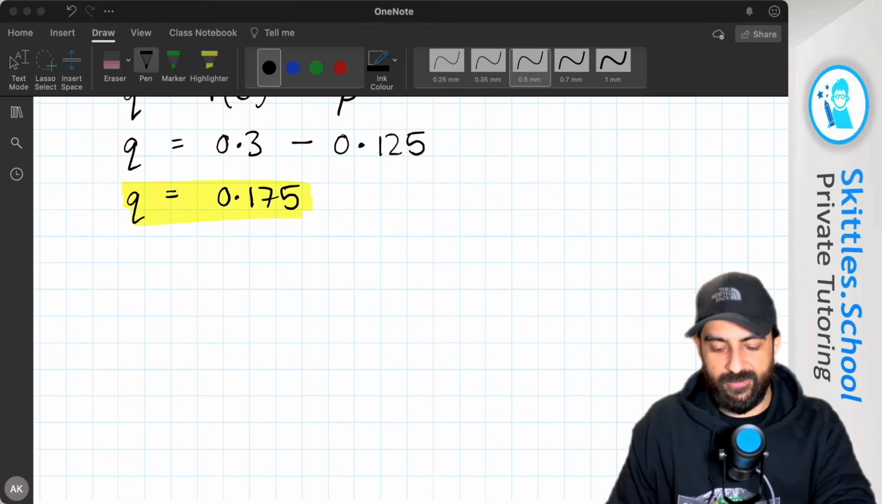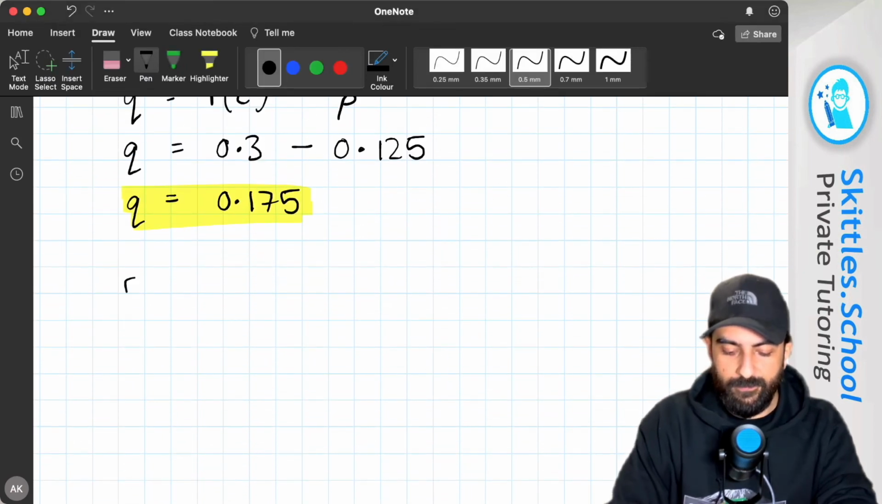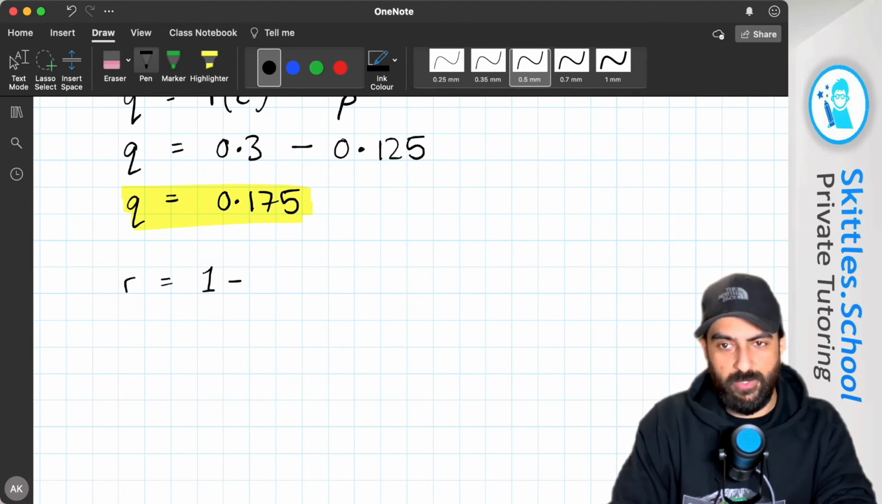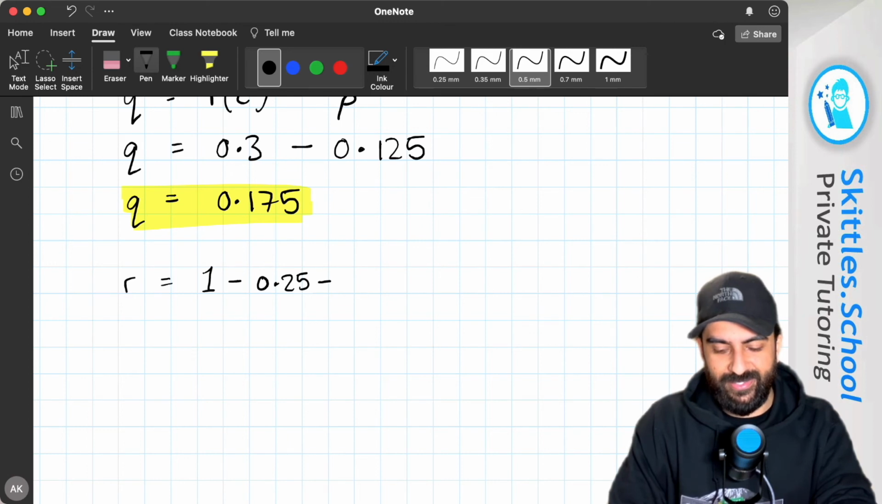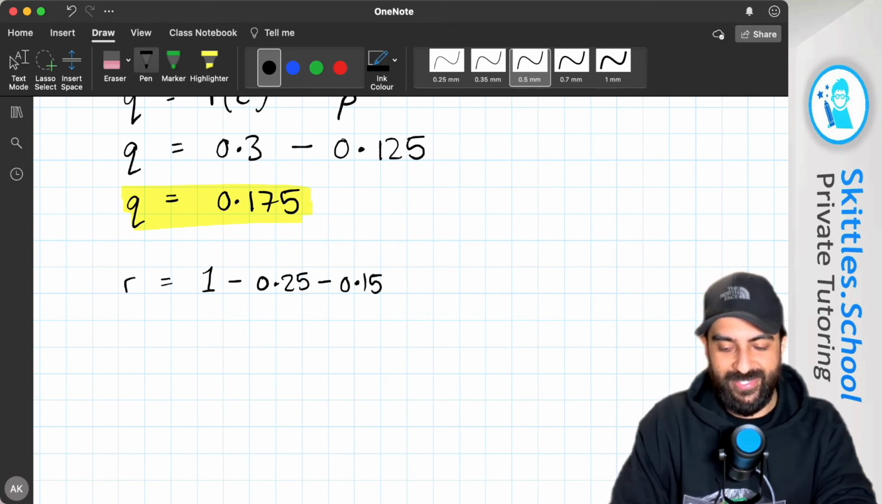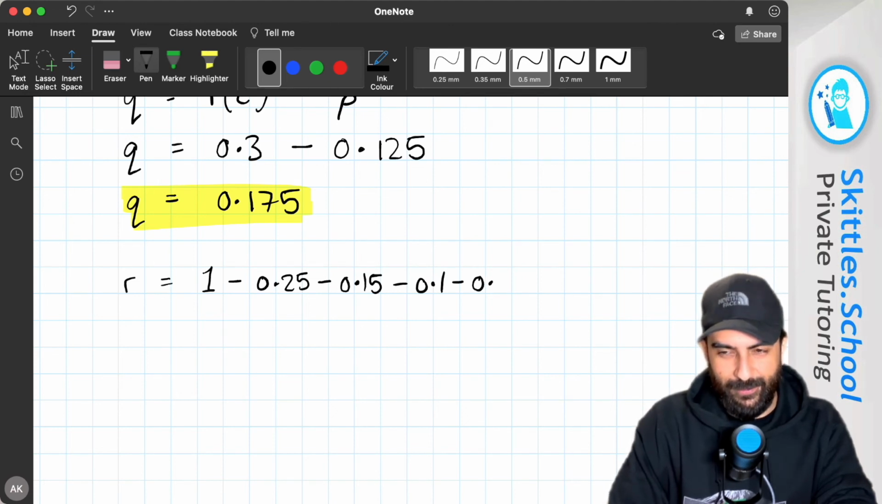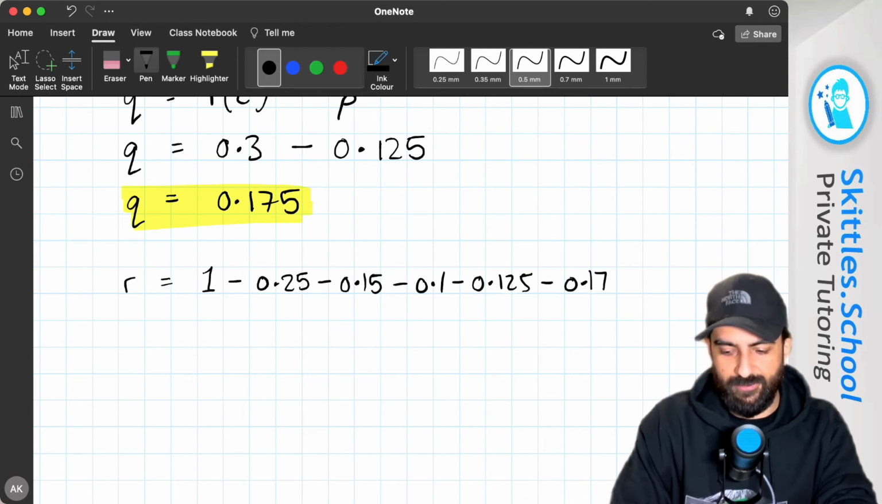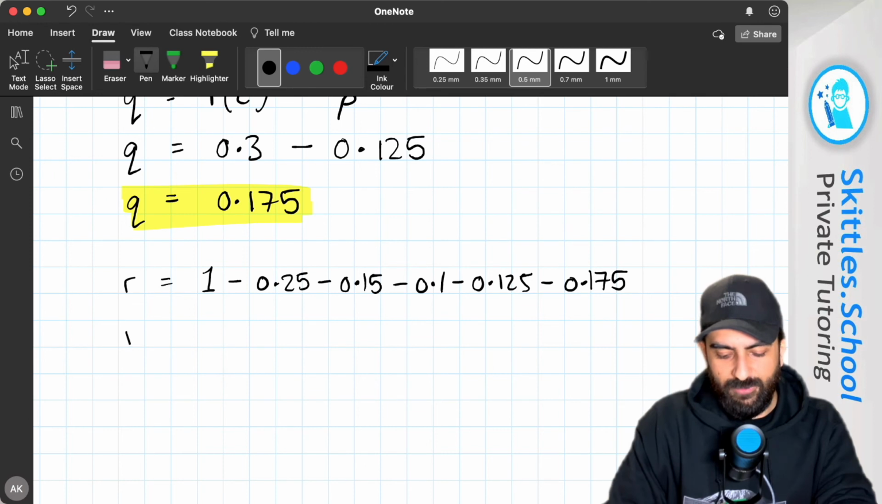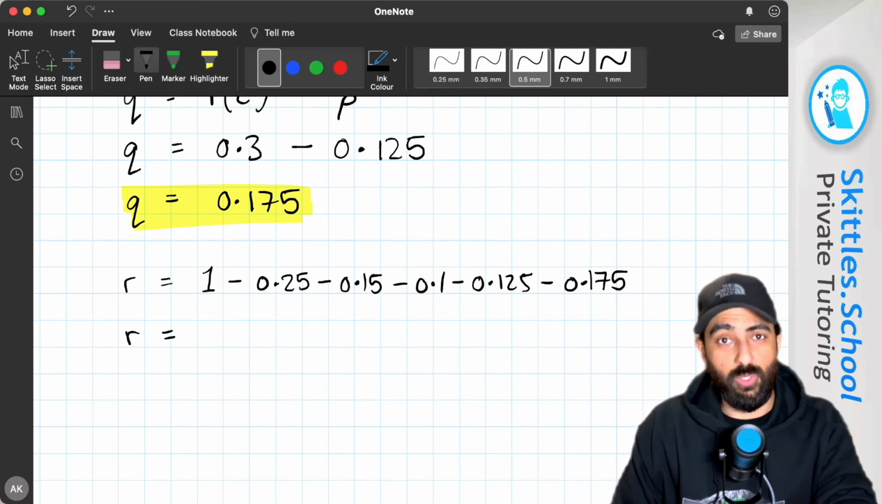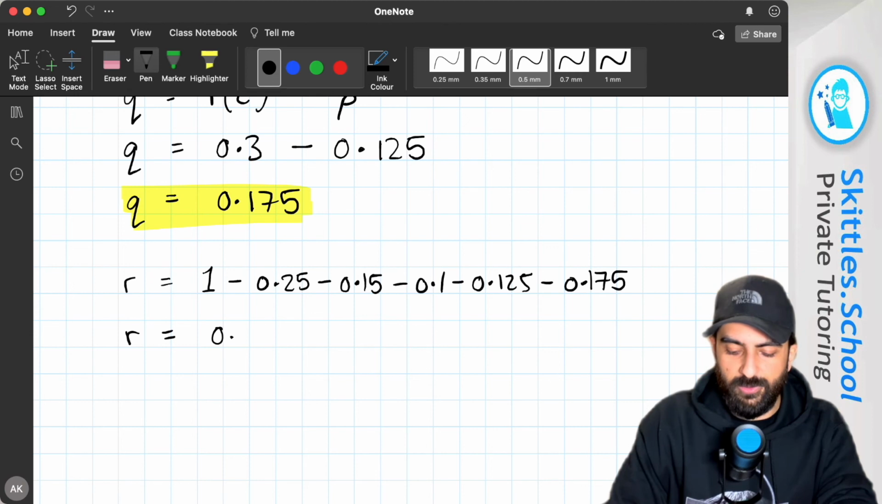Okay, let's write that down. To work out R, we must do 1, which is the whole, subtract all of those numbers that I just mentioned. Let's see if I can remember them: 0.25, subtract 0.15, subtract 0.1, subtract 0.125, subtract 0.175. And I think that's all of them. If you work all of that out, 1 subtract all of those is equal to 0.2.